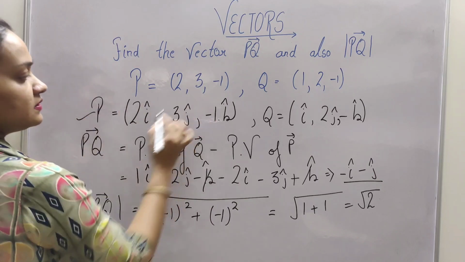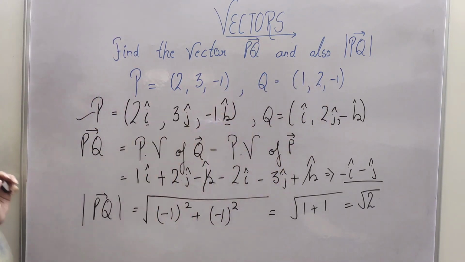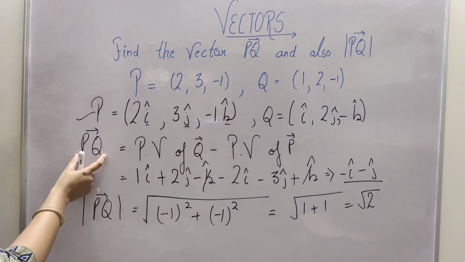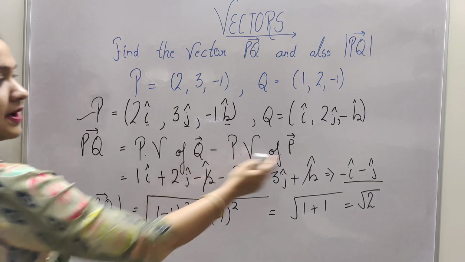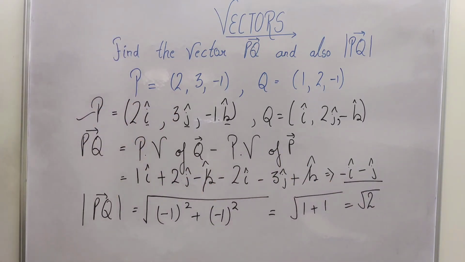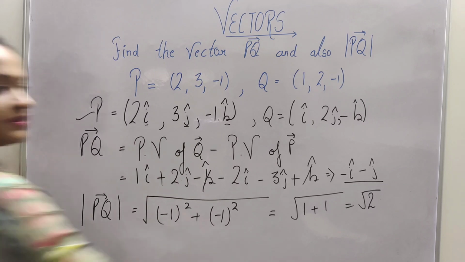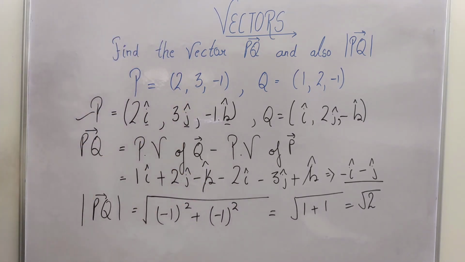Firstly, write the i, j and k to the points of P and Q. Now, similarly, as we have done in the earlier question, vector PQ is Q minus P and its answer is minus i minus j. Magnitude of PQ is calculated on this value, and you have to take the square of that, and the value comes as root 2. This is how you are going to solve this question. So, moving ahead with the next question.